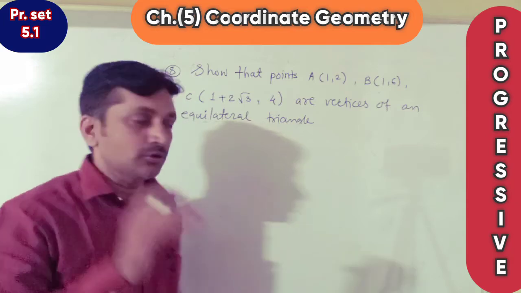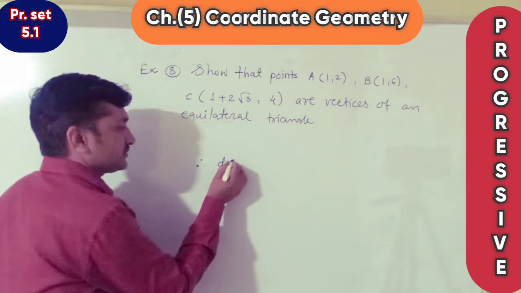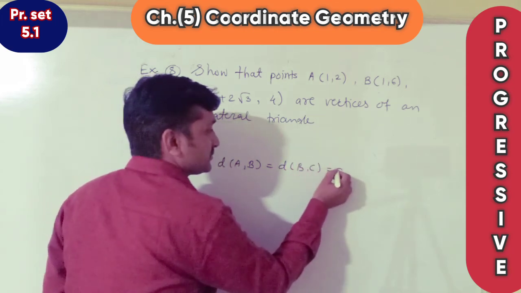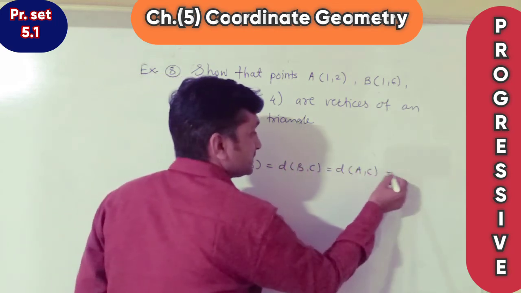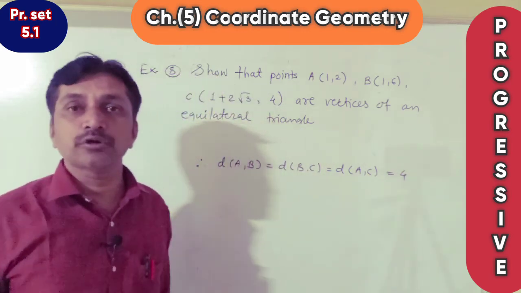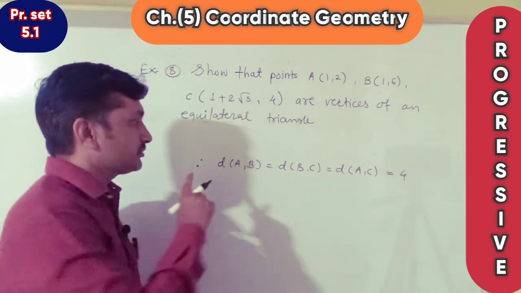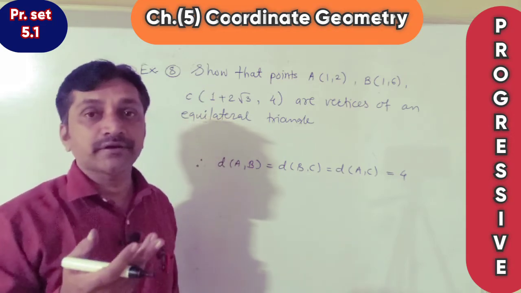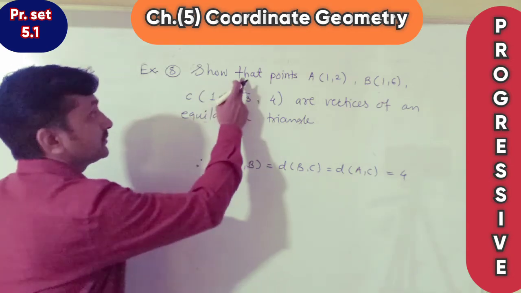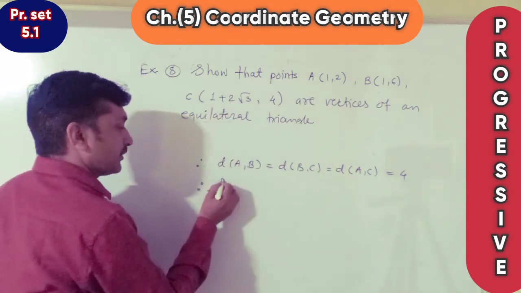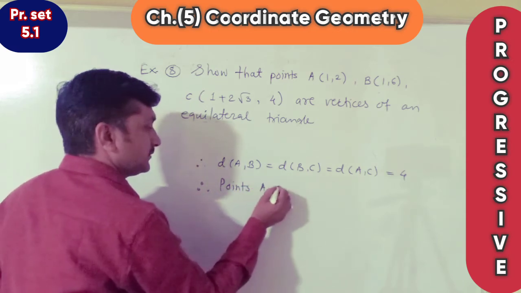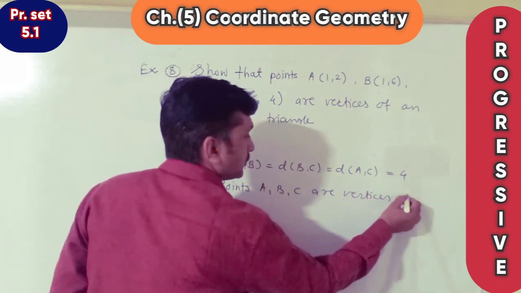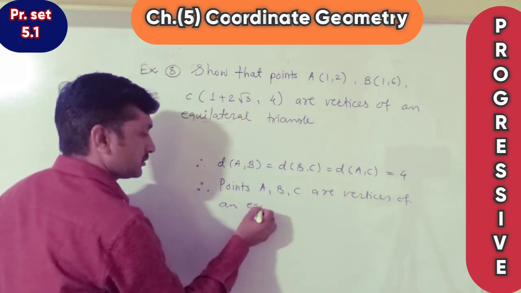Therefore, if you observe all three distances, distance AB is equal to distance BC is equal to distance AC. All three distances we got the same, all three are equal, 4. And if all three sides of any triangle are equal, then that triangle is an equilateral triangle. Therefore, points A, B, C are vertices of an equilateral triangle.